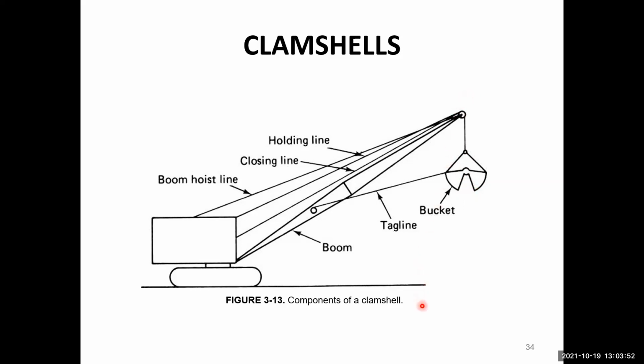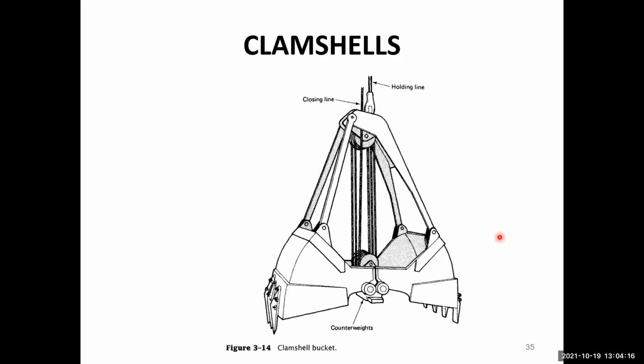So the operation for this clamshell will be the main operation for the digging and holding the material, and it can be controlled by this drag line and the other holding line and the closing line for the clamshell as well. So this is another view of the clamshell. You can see that many cables are here, and due to the movement of these cables, this assembly can be opened and closed down.